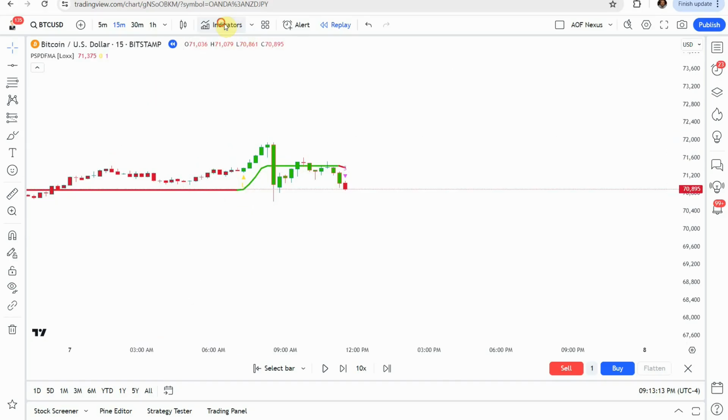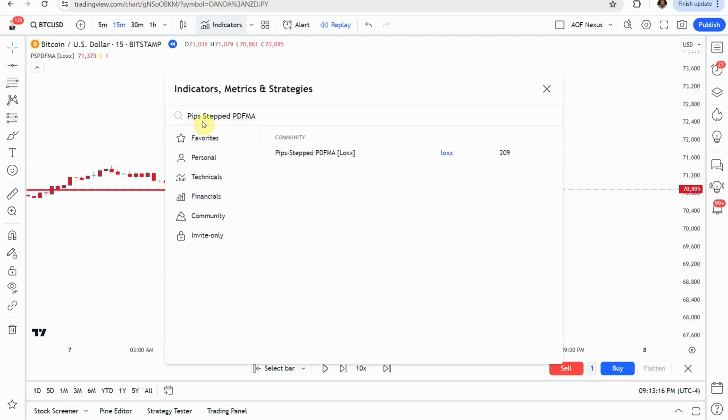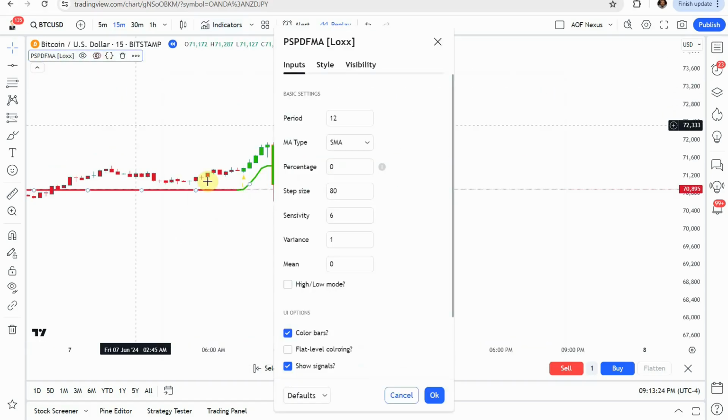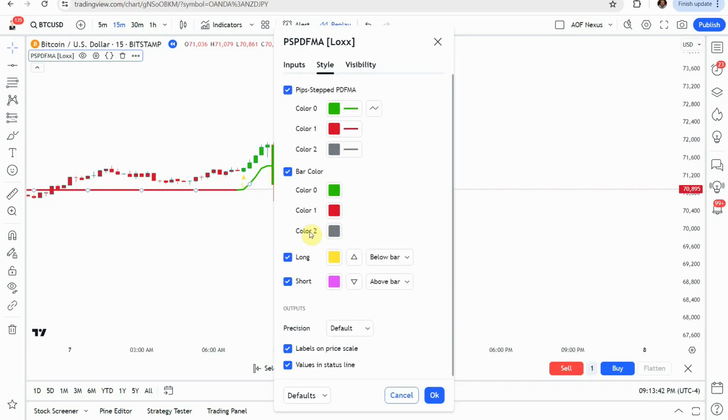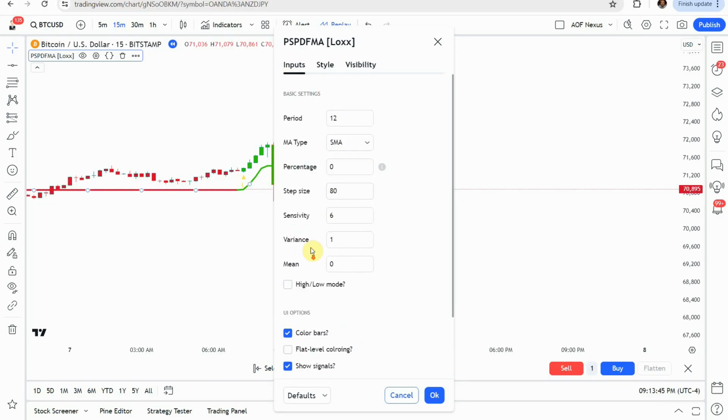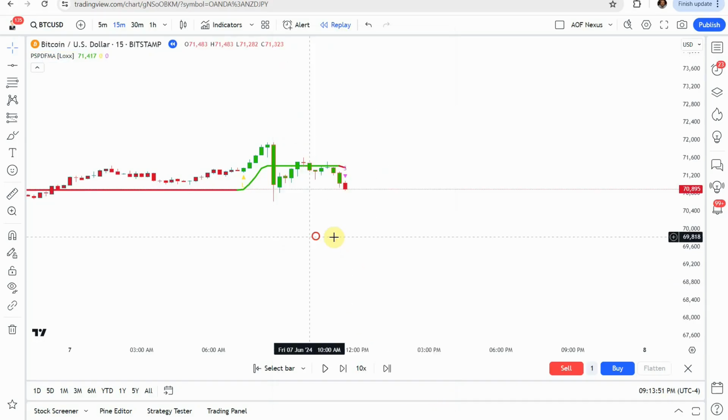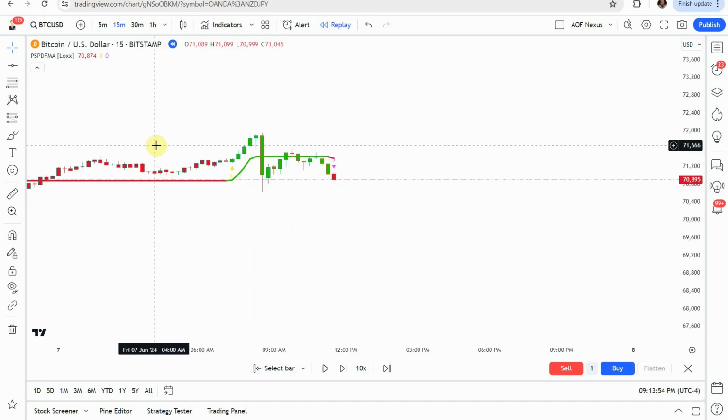And so the indicator we will add to the screen is going to be the Pips Stepped PDFMA indicator. This one right here. Go ahead and click on that and add it to the screen. And we'll jump into the settings on this one, and under the period, we're going to change that to 12. Under the step size, we're going to change that to 80. And under the sensitivity, we're going to change that to 6. And everything else, I believe, stayed on the default setting. Yeah, it looks like it. And so if not, just check these here, make sure everything is lined up like mine. Go ahead and click OK, and it should look as I have on screen now.